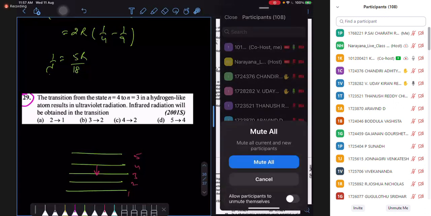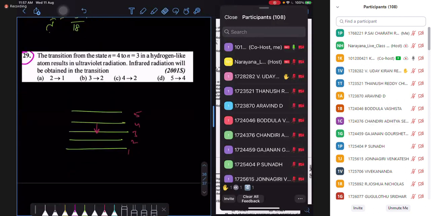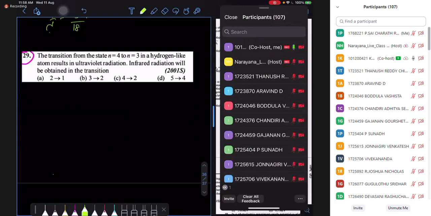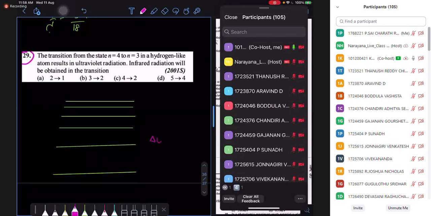The difference between them will decrease. This diagram of the energy difference is not uniform, so it is better if I draw. You have the maximum gap near the ground state, and this gap keeps decreasing as you go higher and higher. So the energy states come closer and closer. We can say that the difference in energy is decreasing as n is increasing.